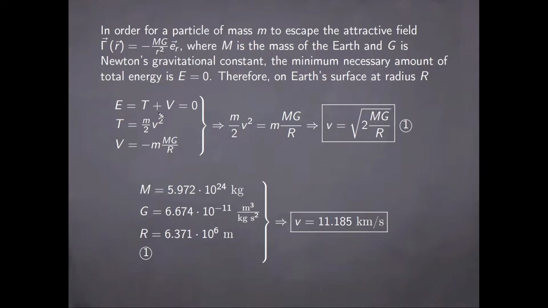So putting everything together, we obtain this equality, from which it follows immediately that the velocity needs to be equal to the square root of 2 times capital M times capital G over capital R. And if we introduce the numerical values of the involved constants, which are listed here, it follows immediately that the escape velocity is roughly 11.2 kilometers per second.